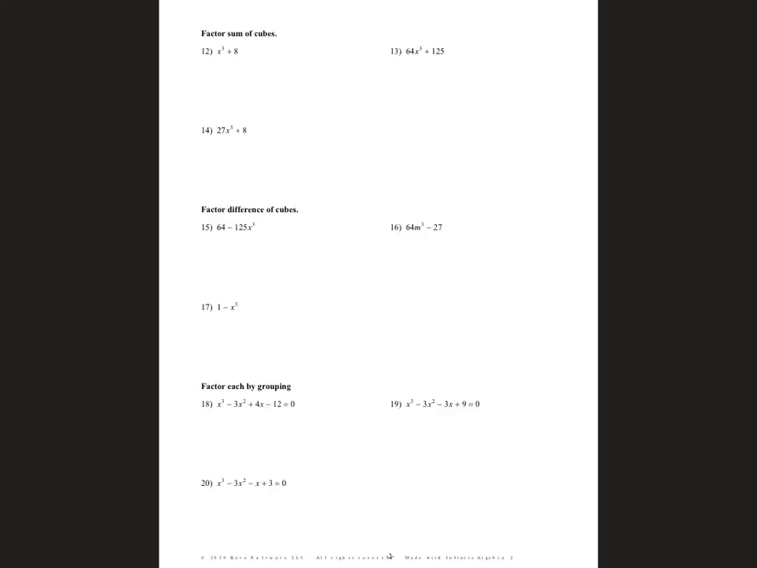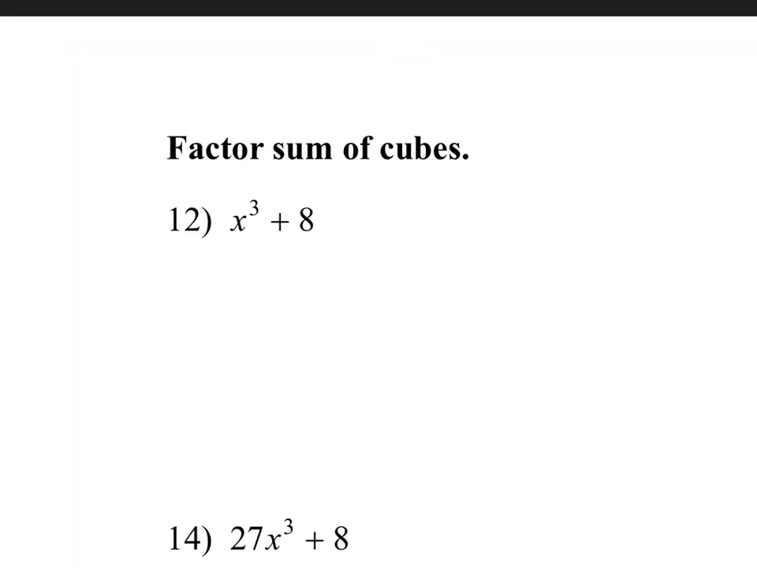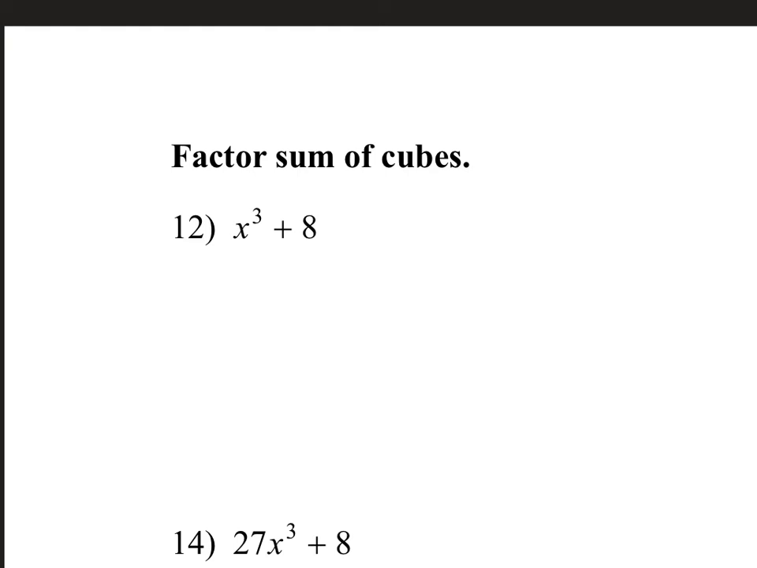Next page. Let's look at number 12. We have to factor the sum of cubes. So first thing we need to know is our sum of cubes formula. So that is a plus b times a squared minus ab plus b squared. So you guys want to have this formula in front of you for the test. On your little sheet of notes, make sure you have this. This is your sum of cubes formula.